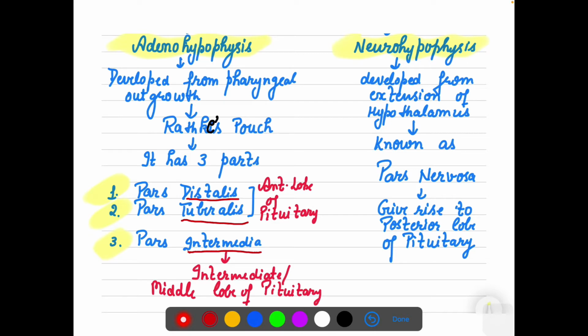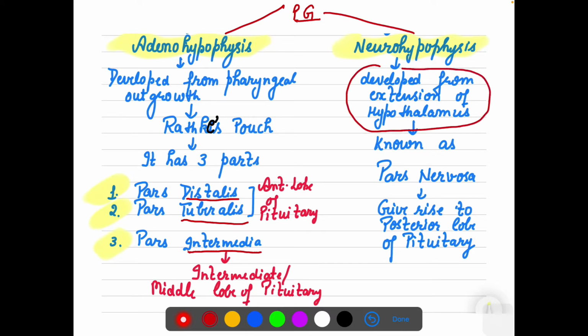फिर से थोड़ा सा देखेंगे. Pituitary gland has two parts, adenohypophysis and neurohypophysis. Neurohypophysis is developed from the extension of hypothalamus, and it is known as pars nervosa, क्योंकि ये hypothalamus जो है वो nervous system का part है. So इसका जो नाम भी है वो nervous system से related है, that is the pars nervosa, and it gives rise to the posterior lobe of pituitary.